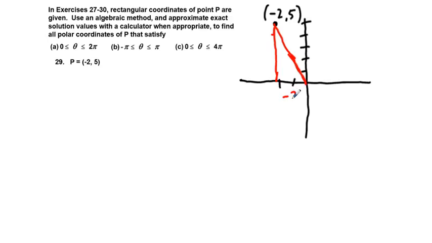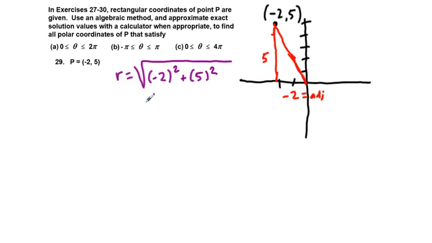And if we have negative 2 down here as our adjacent side, and 5 is our opposite side, our magnitude, or our r rather, is going to be the square root of negative 2 squared plus 5 squared, and that's going to be square root of 4 plus 25, which equals square root of 29.